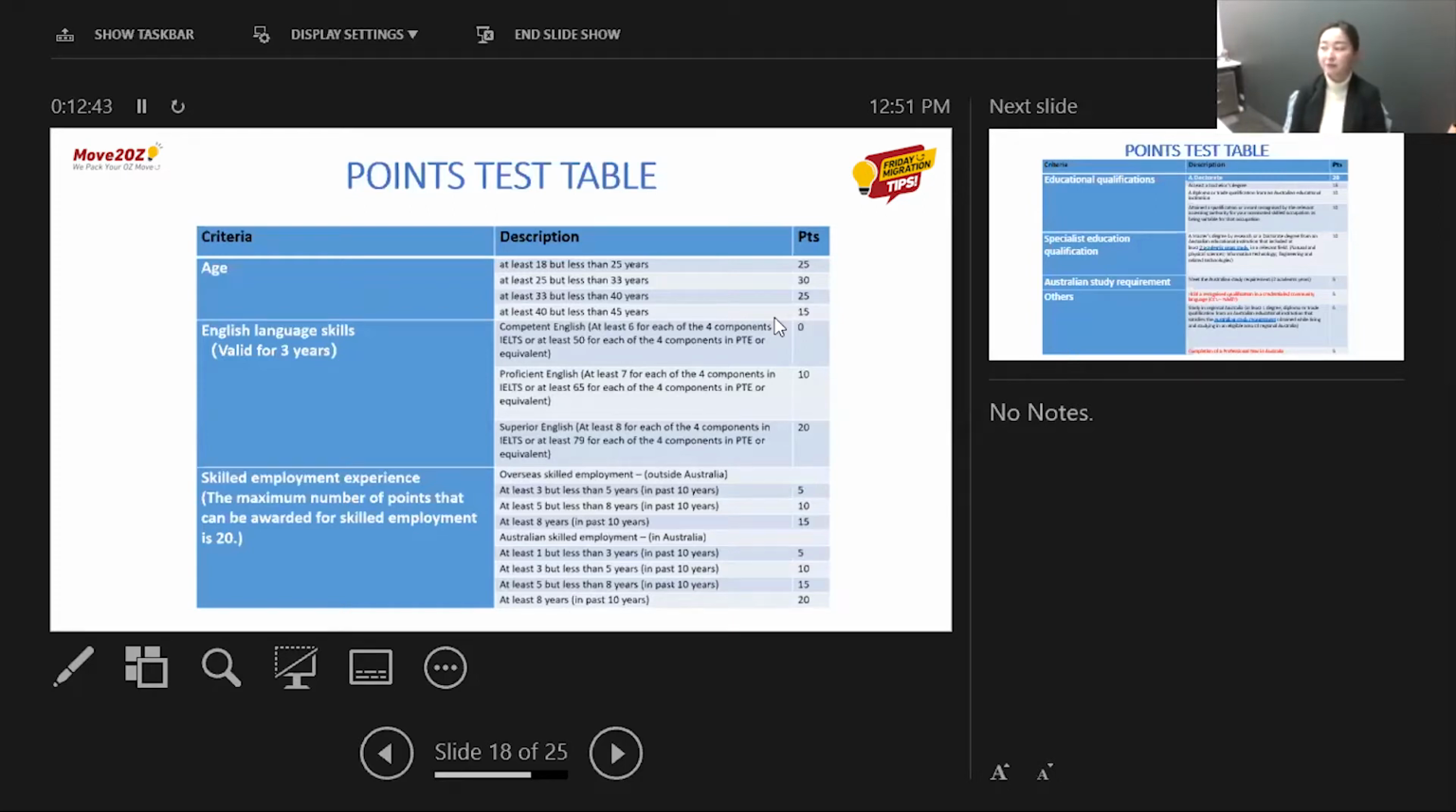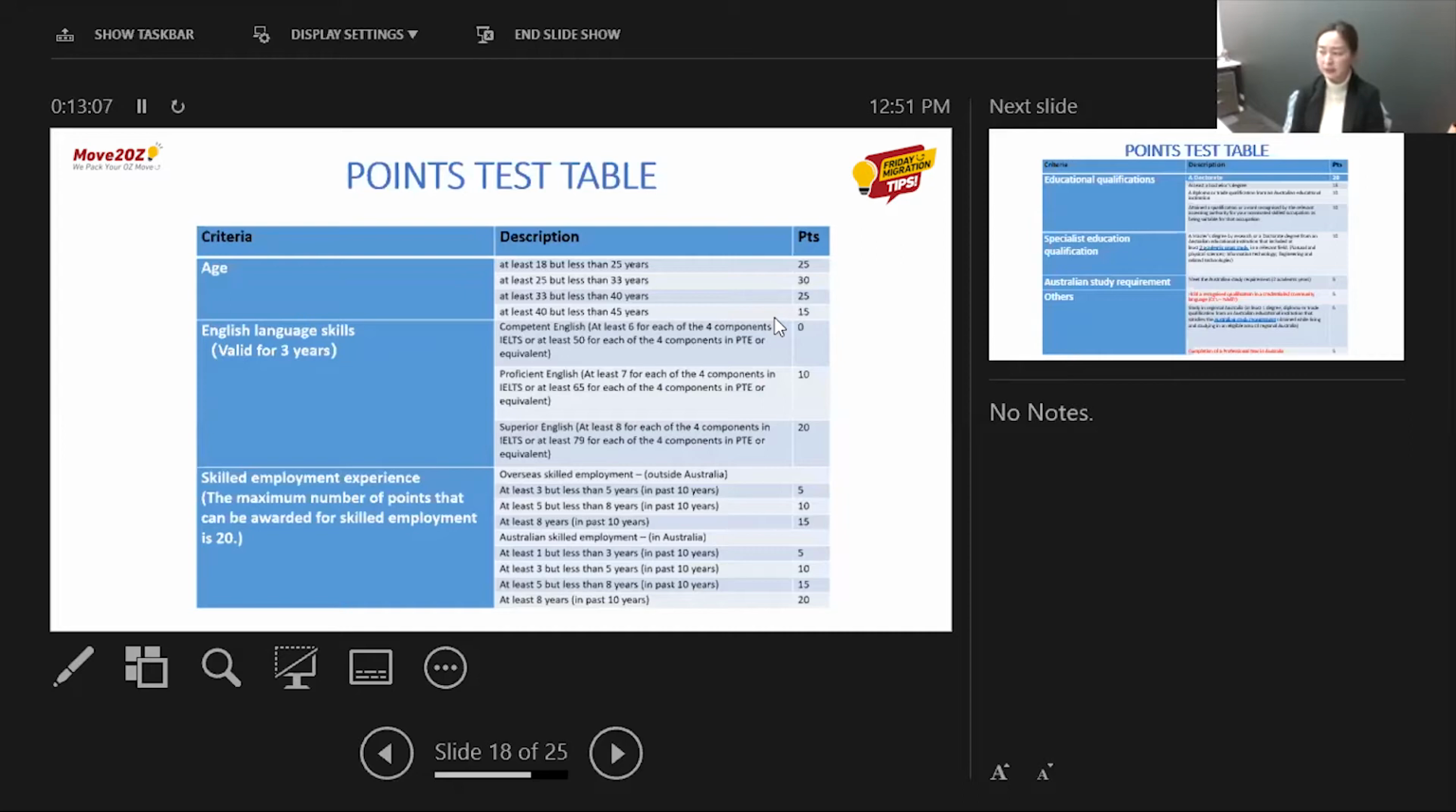So if you have PTE 50, you'll meet the entry requirements, but you will not be awarded any points. But if you get PTE 65 in all four bands, you'll have 10 points, and PTE 79 in all four bands, you'll have 20 points. So the maximum points you can have for language is 20 points.